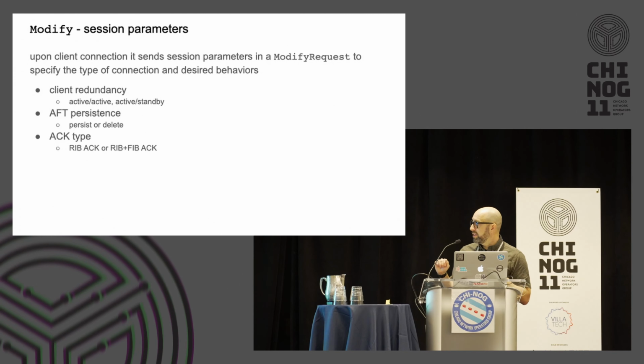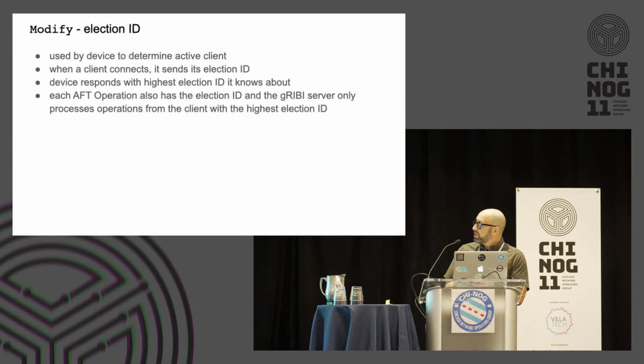This is also how we define how we want things to be persisted when we are programming the device, and also how we specify the ACK types that we're seeking with a given RPC instance. In the interest of ensuring that you only have one controller providing entries into the RIB at a time, there is a notion of an election ID. When a client connects, it sends its election ID. The device tells it what's the highest election ID I know about, and then the server only processes the operations from the connection with the highest election ID.